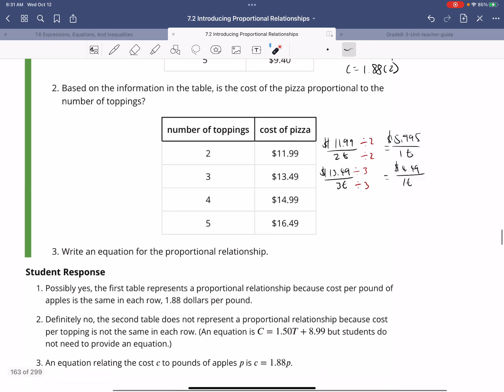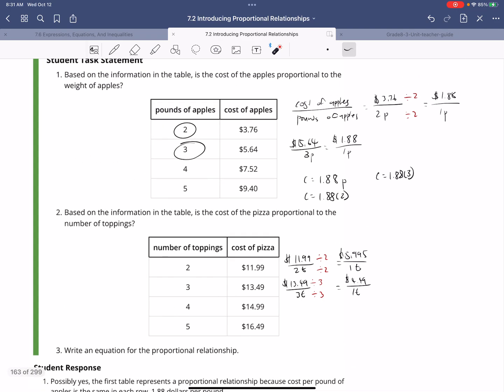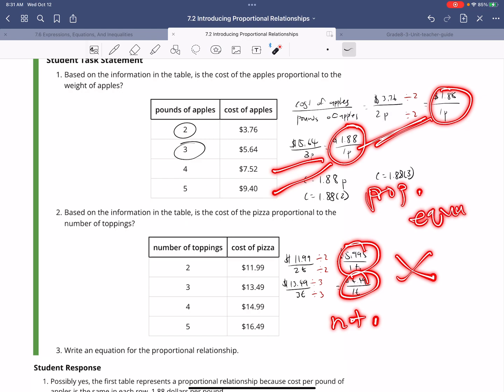I just want to let you guys know that this right here is the equation. The way for this one is to go ahead and find the different ratios. If they're equivalent, like this, then this is a proportional relationship. However, if you find the ratios and they're not equal to each other, then it is not a proportional relationship. And you can only write an equation for proportional relationships. If it is not a proportional relationship, you cannot write an equation.